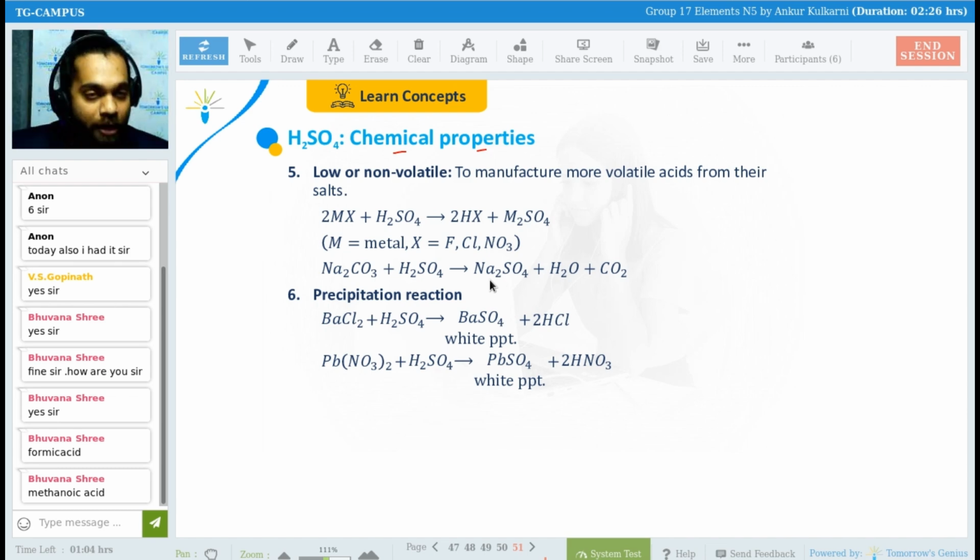Why? Because the perfume you have will evaporate. That is volatile nature. Easily it turns into vapor. So H2SO4 is obviously non-volatile in nature.